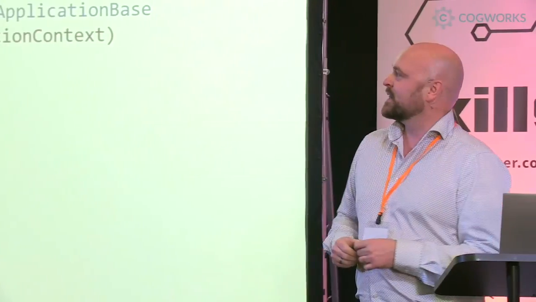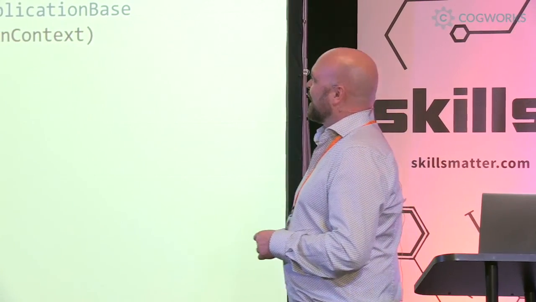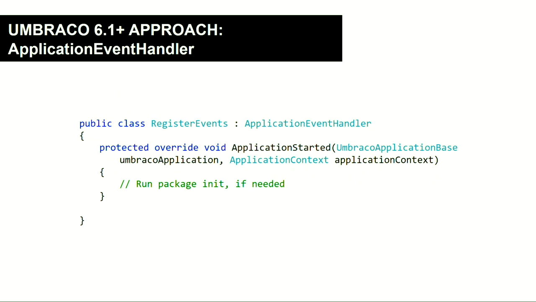So the first way we can go is in Umbraco 6, application event handlers. You can register that, run the package initialization. Only problem is if you want to support 6.0 or 4.0 like we do, this will not work because we're then dependent of the platform version. So we have to do something different.